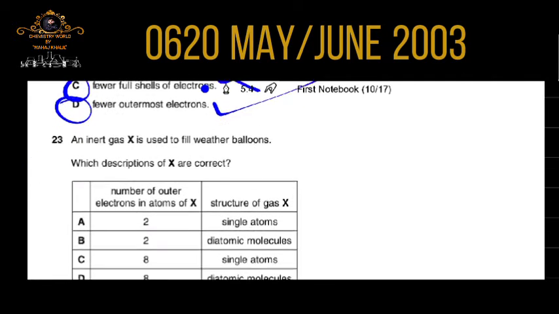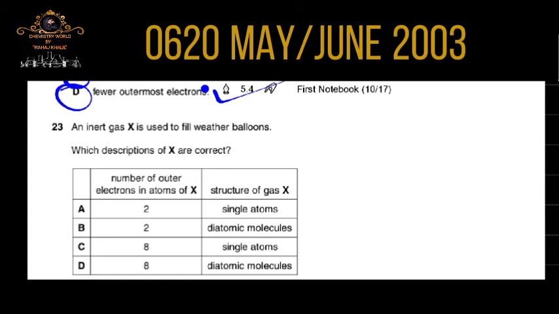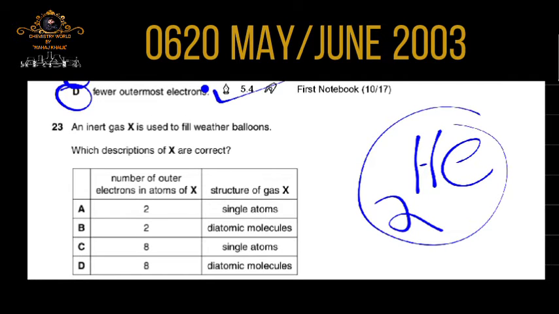An inert gas X is used to fill weather balloons. Which description of X is correct? Number of outer electrons in atoms of X is 2, and the structure of the gas is a single atom. Single atom, only one. Helium contains 2 electrons, and it is also an inert gas, so option number A.